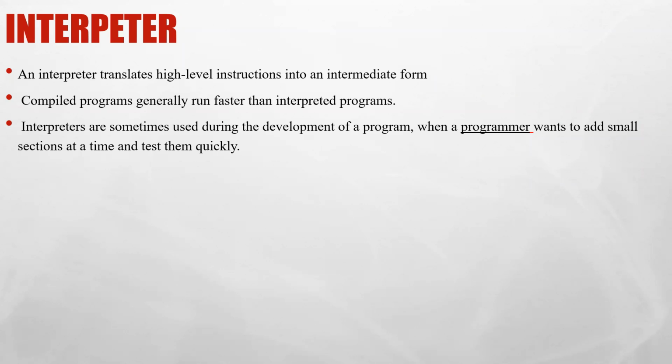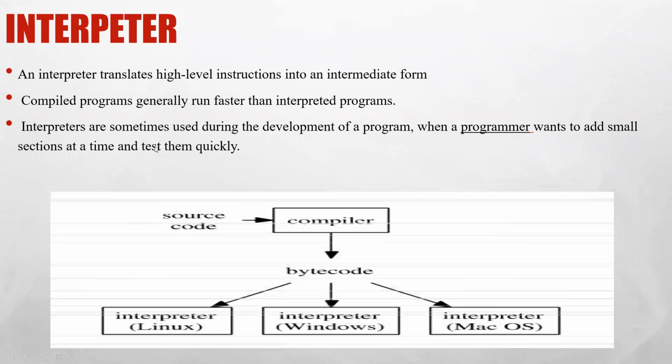An interpreter is a language processor that translates an instruction of a high-level language into immediately executable code before translating the next instruction of a source code. So that is what an interpreter is. You can see I have provided an image here. There is a source code, which is English-like statements, and it is converted into bytecode.